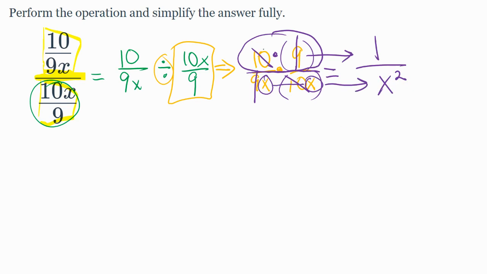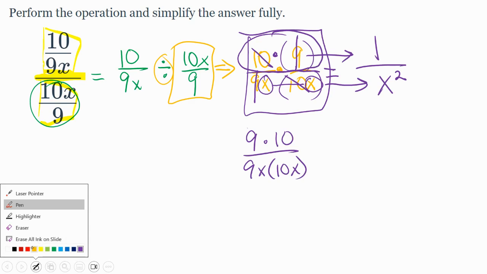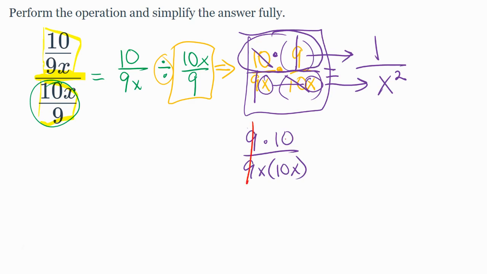And now if you didn't like the way that was written, you could have taken this middle area here and made it a 9 times 10 over the 9x times the 10x. Maybe that would have helped your eyes see that the 9 divided by the 9 reduces to a 1, and the 10 divided by the 10 reduces to be a 1, where just the x's are left, resulting in a 1 times 1 on the top and x squared on the bottom. Either way, the result was 1 over x squared.